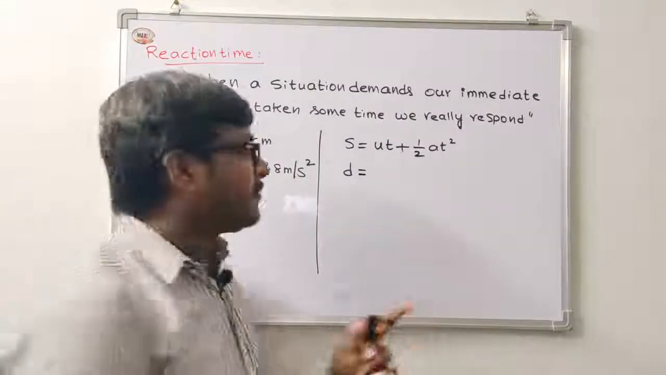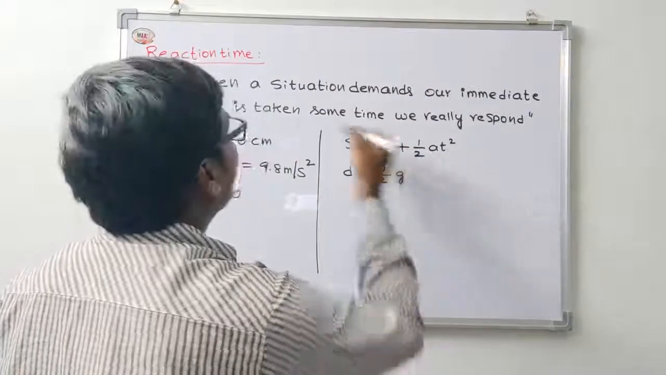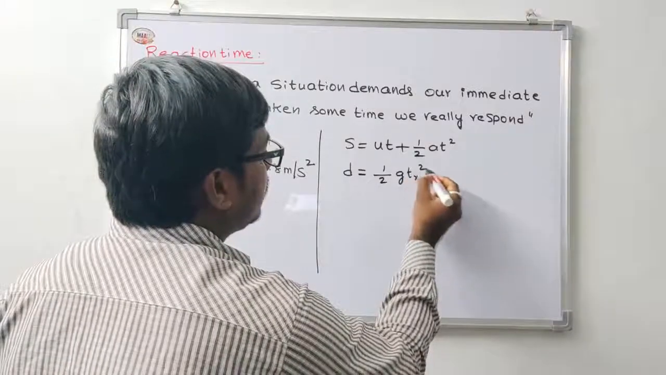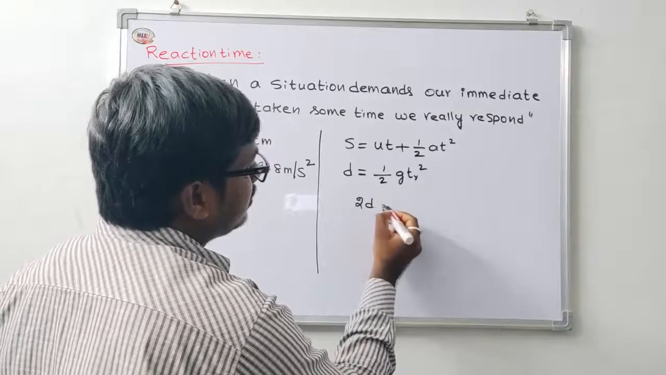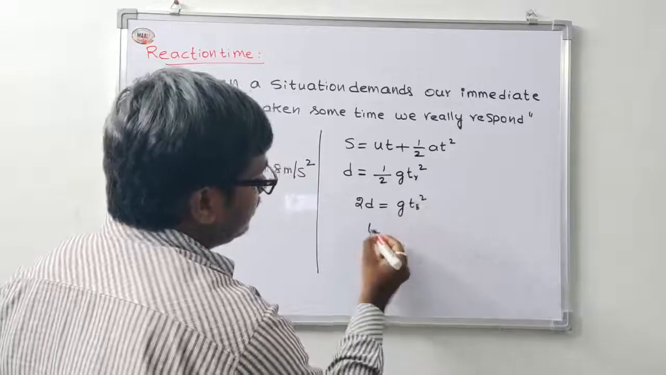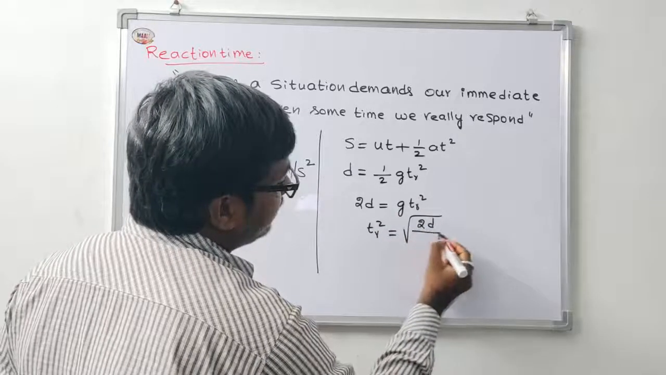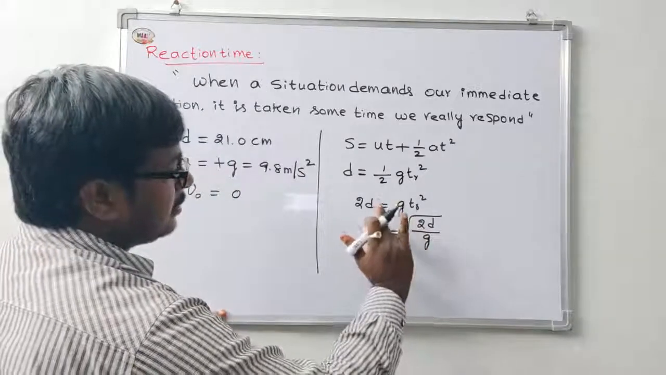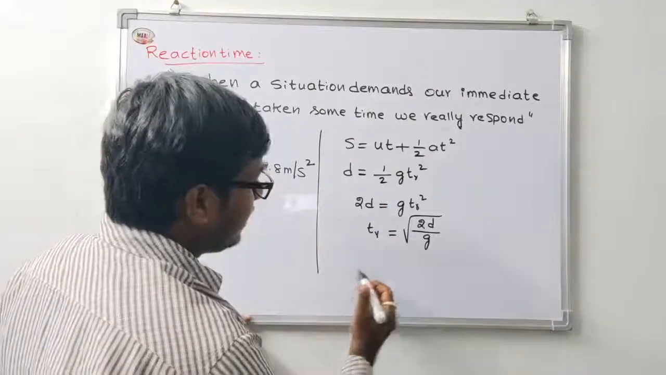plus half into g into t square, and what time is it? The reaction time, t r whole square. So cross multiplying, 2d is equal to g t r square. So t r square is equal to 2d by g, and t r is equal to the square root of 2d by g.